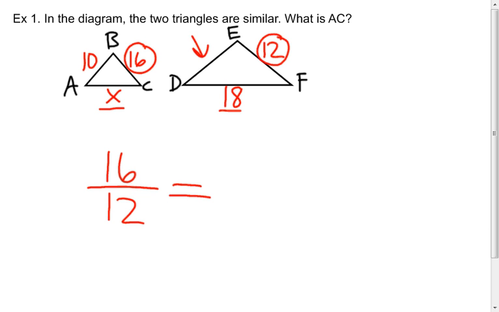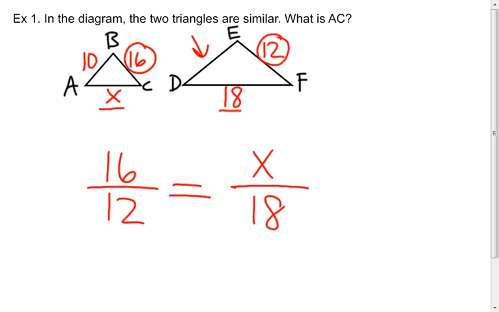Now, the question is, do I put x on top and 18 on the bottom, or do I flip it over? Well, 16 came from the triangle on the left, and it's on top of my fraction. So the top of my fraction is always going to have to come from the triangle on the left. So that means that x is going to go on top. X and 16 both came from the same triangle, so they both go up on top. 12 and 18 both came from the same triangle, so they both go on bottom.